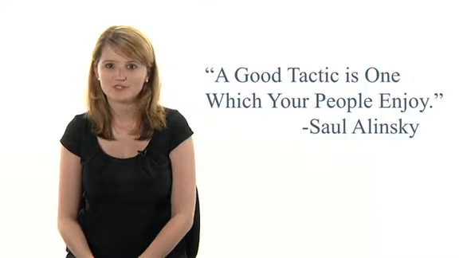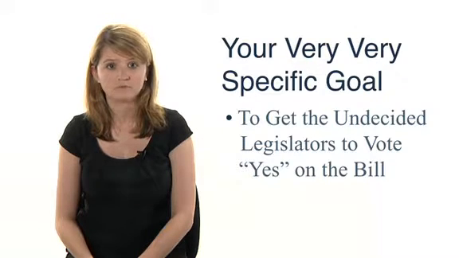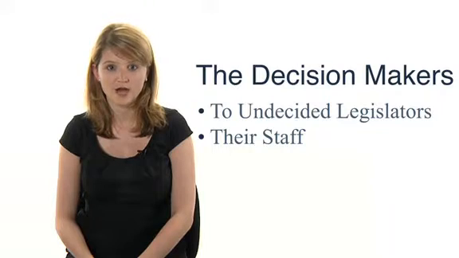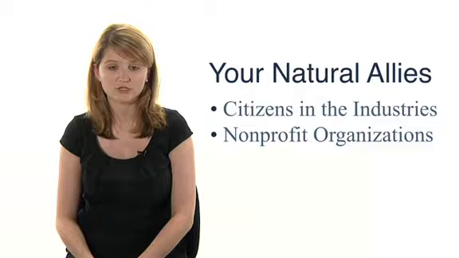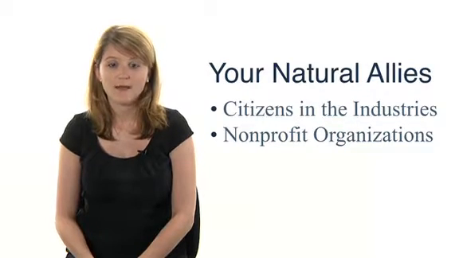So here are 2 examples just to get your brain going. Let's say you want to lobby state legislators to pass a bill. Start by going back to our first questions. Your very, very specific goal: to get the undecided legislators to vote yes on the bill. The decision makers, obviously the undecided legislators and to some extent their staff. Your natural allies, the citizens and the industries affected by this bill, plus any nonprofit organizations that are interested in the bill's subject, like the National Rifle Association on a gun bill, or pro-life organizations on bills related to abortion.